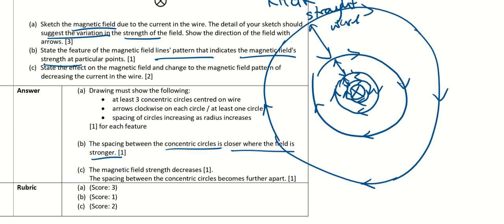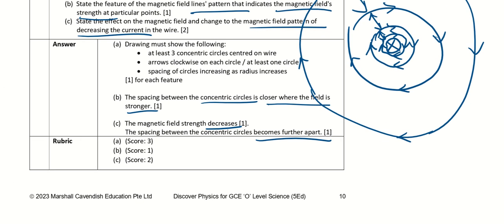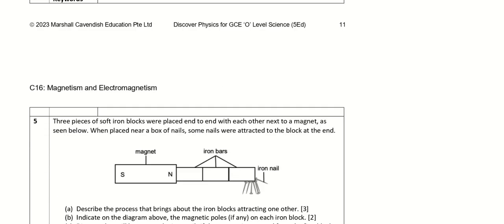Okay, state the effect on the magnetic field pattern if we decrease the current. A stronger current will produce a stronger magnetic field. So if I decrease the current, the magnetic field strength will decrease and the spacing becomes further apart. Alright, then we move on to question 5.